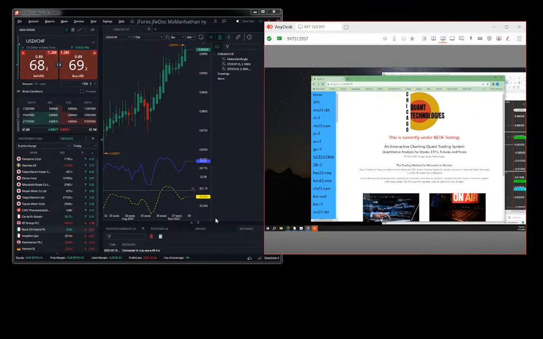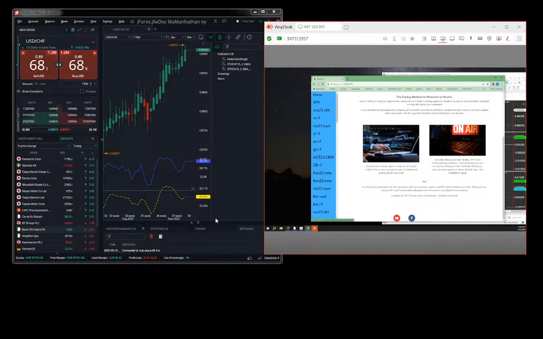There's our front page. It says this is currently under beta testing, an interactive charting quant trading system, quantitative analysis for stocks, ETFs, futures, and forex. And then it has the phone number and the trading method for moments to months. That's it. I like that. The trading method for moments to months. And there it is there. And then our two little buttons are down at the very bottom. Can you see that? The Facebook one and the Dukascopy one. The red one is the Dukascopy one. The Facebook one obviously is the Facebook one.